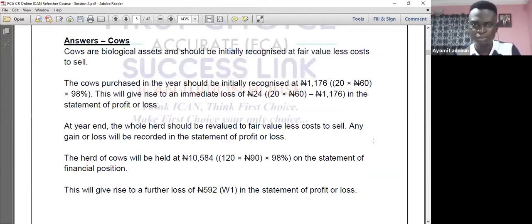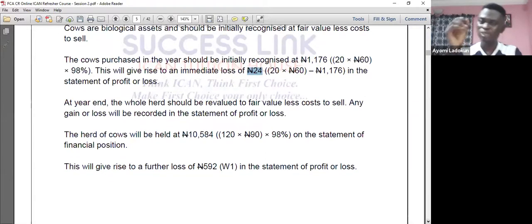Can you see now? So this is how we have the 1,176. When you say 20 multiplied by 60, the new purchase in the year, multiplied by 98%, you are very good in mathematics. You don't need to query this. But if you are not really good, just say 20 multiplied by 60, that will give you 1,200. Calculate 2% of that 1,200 to give you 24. Remove that 24 from 1,200 to give you 1,176. That's it. And if you are very good, just multiply by 98%. So I recognize that 24 straight away into my statement of profit or loss account.